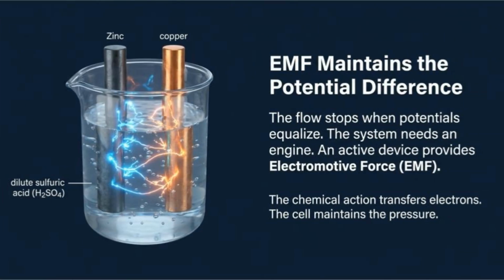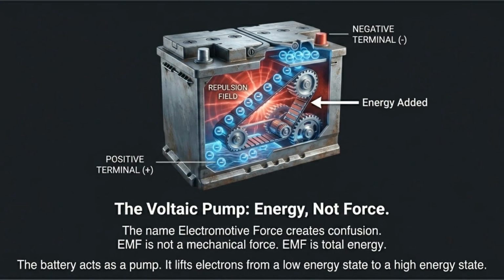An active device or engine is needed to provide an electromotive force, or EMF, to maintain the potential difference. The chemical action within the cell transfers electrons, maintaining the pressure. The term electromotive force is confusing because EMF is not a mechanical force. It represents total energy. The battery acts as a pump, lifting electrons from a low-energy state to a high-energy state.